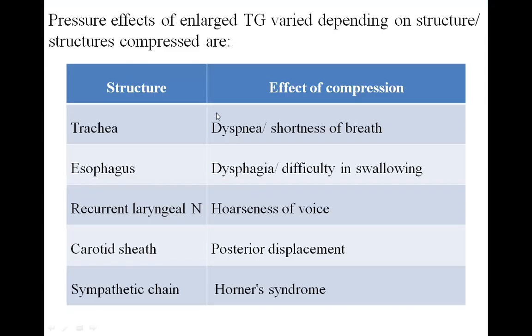Pressure effects of the enlarged thyroid gland vary depending on the structure or structures compressed. If the trachea is compressed, the effect may be dyspnea, shortness of breath. If the esophagus is compressed, then there will be dysphagia or difficulty in swallowing. If there is compression of the recurrent laryngeal nerve, then there is hoarseness of voice. When there is compression of the carotid sheath, it will be posteriorly displaced. If there is compression of the sympathetic chain, then there is Horner's syndrome.